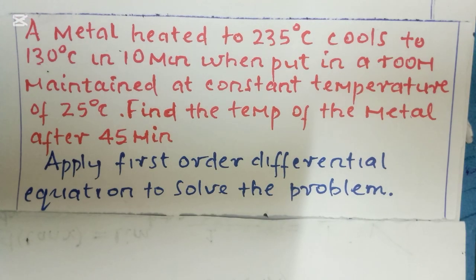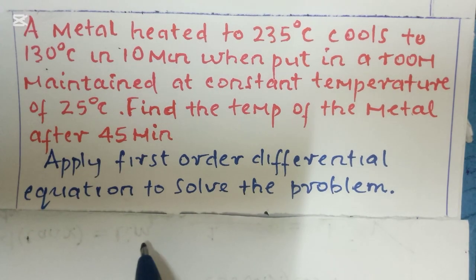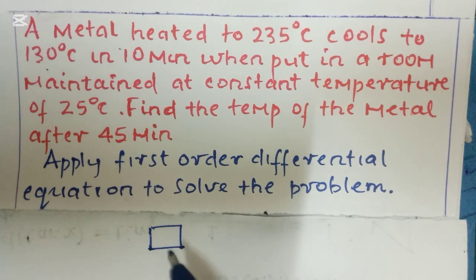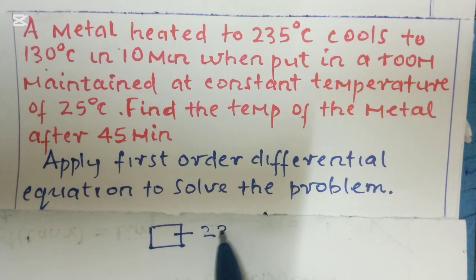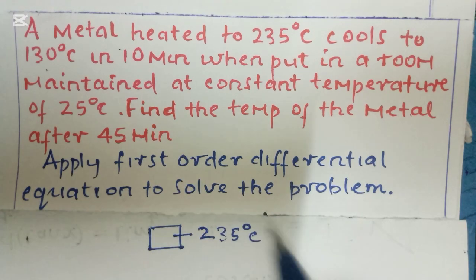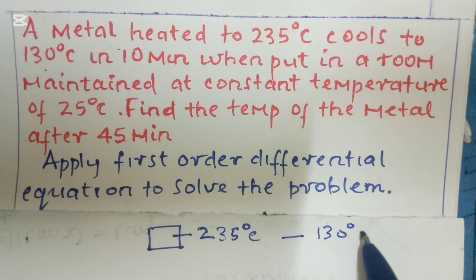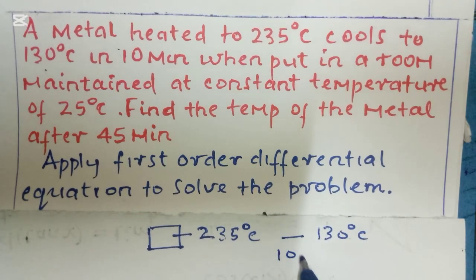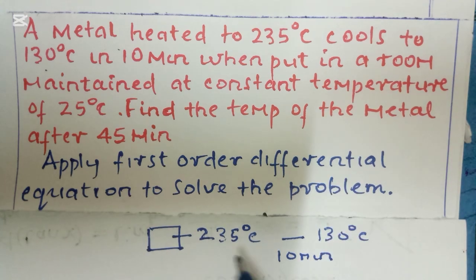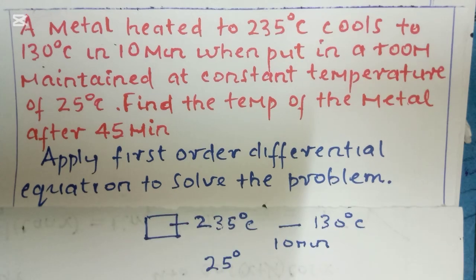So guys, as we start this, let's look at something. We are told of a metal. Let's say this is the piece of metal we have, and it is at 235 degrees centigrade. It now cools to 130 degrees centigrade after 10 minutes, when put in a room maintained at 25 degrees centigrade.